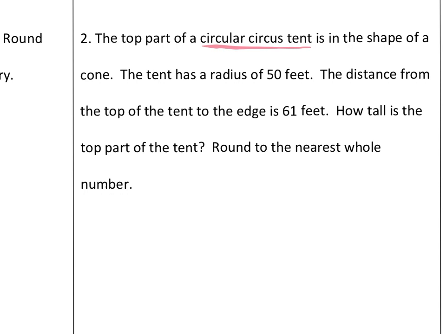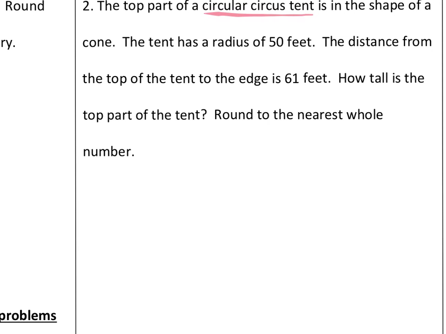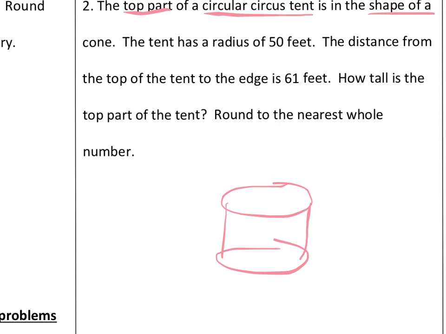I don't know if you've ever been to the circus before, but you can kind of see the main tent is definitely circular. So let's go ahead and draw what that might look like. So it probably looks like a cylinder where it's circular tent. And then it says the top part is in the shape of a cone. So that would have a circular base. So I've got the base already as a circle. So if I just draw a cone on top of that, that's kind of what our circus tent looks like. Here's our door, and we're going into our circus tent.